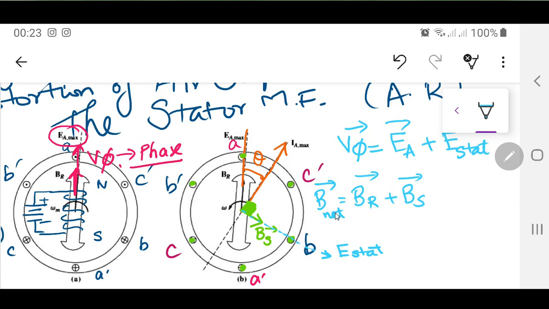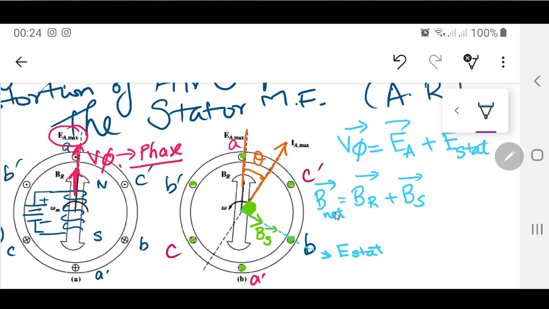I hope this is clear over here. I'm again repeating. Since there are two magnetic fields over here, one is called BR, that is being produced by the rotor. We are giving a DC field or a DC current to the electromagnet over here, which is rotating with the speed omega, that produces EA.